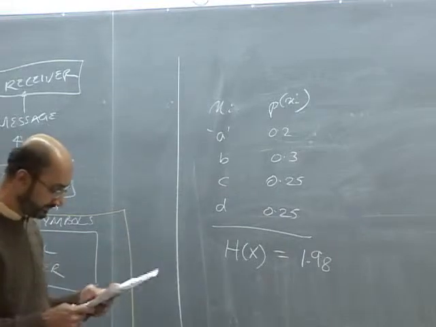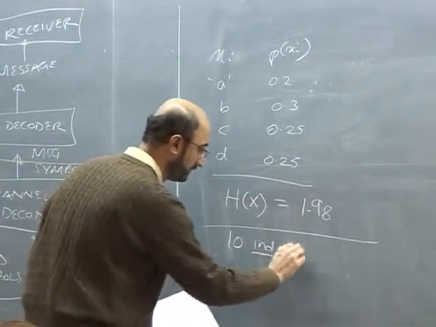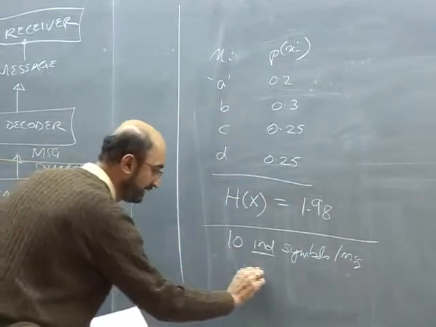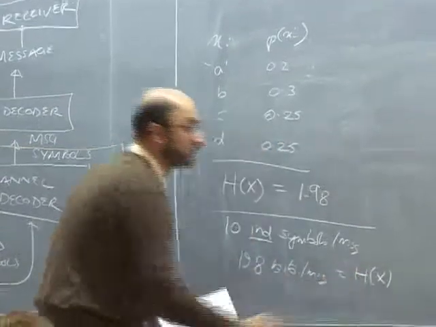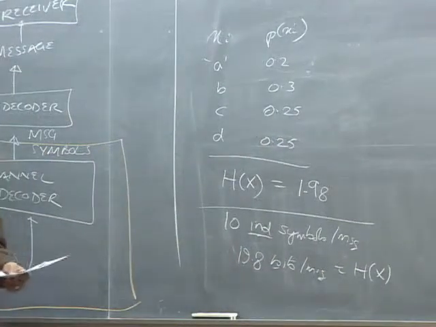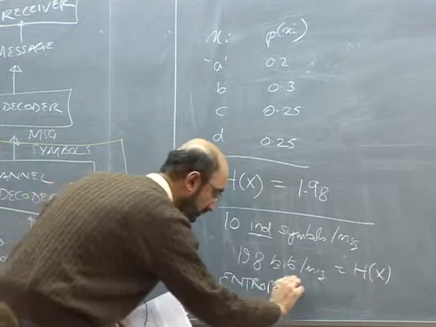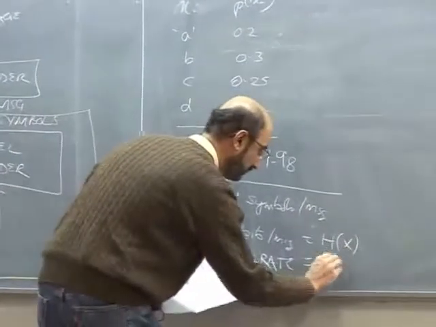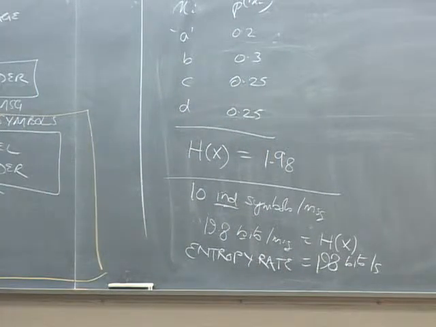And so I said that we had 10 independent symbols per message. Again remember it's independent. So the message entropy is going to be 19.8 bits, and that's going to be H(x). Then m was 10 messages per second, so the entropy rate is just going to be 198 bits per second. So that was the answer to the first question: 198 bits per second.